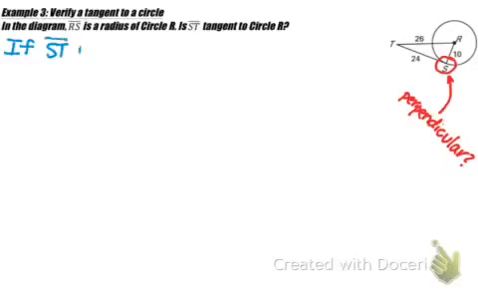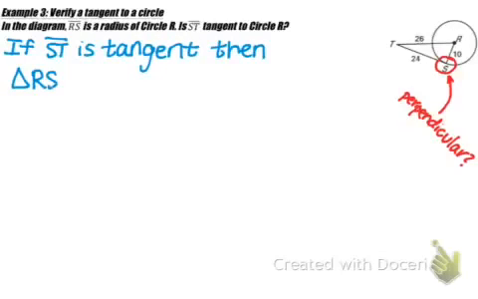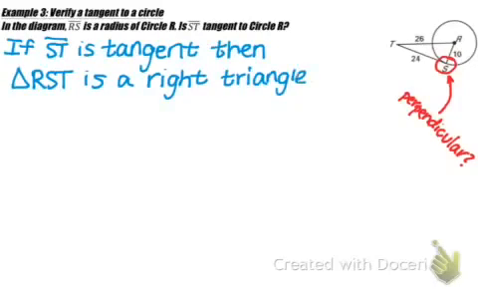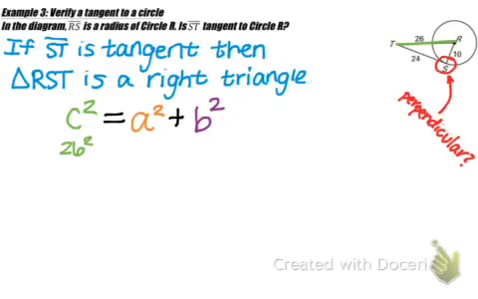In order for that to be perpendicular, which means that if ST is tangent, then that means that triangle RST must be a right triangle, because that would make angle S that right angle. So we need to verify if, using the Pythagorean converse, c squared is actually equal to a squared plus b squared. So let's start with c squared. Well, across from our supposed right angle, angle S, is 26, so that's my hypotenuse squared, and you can choose either of the other two sides for a squared and b squared.